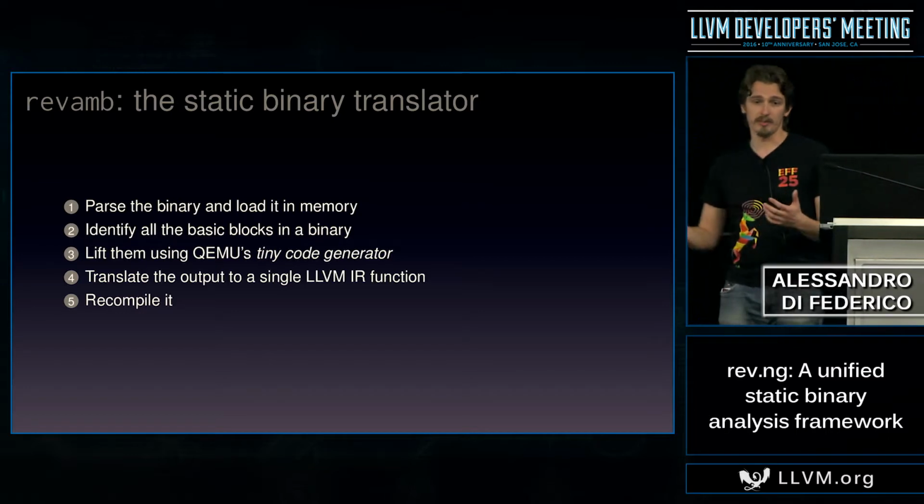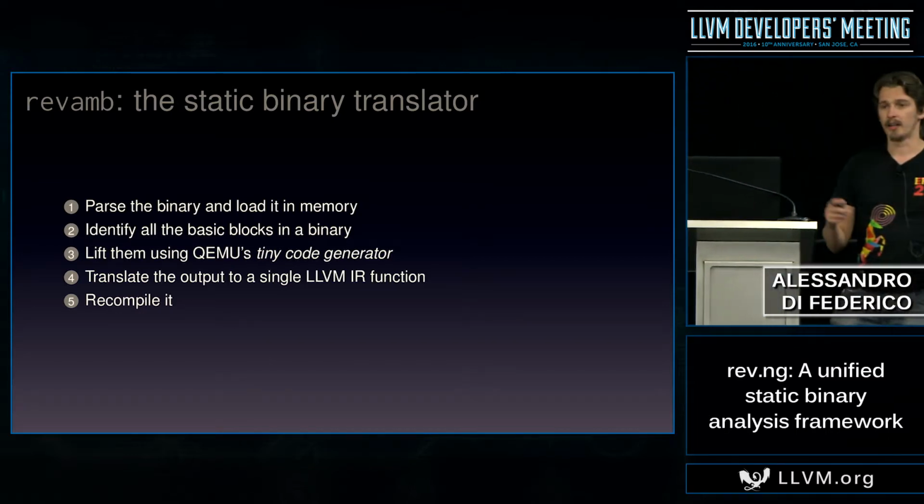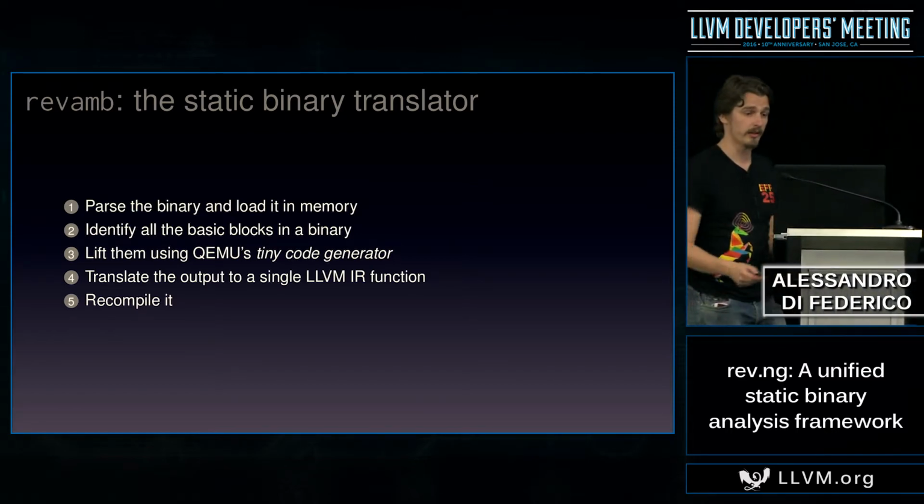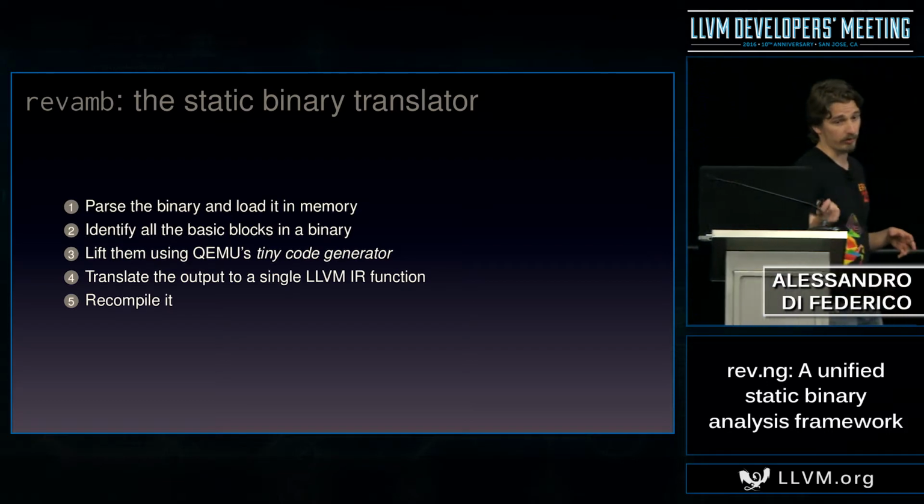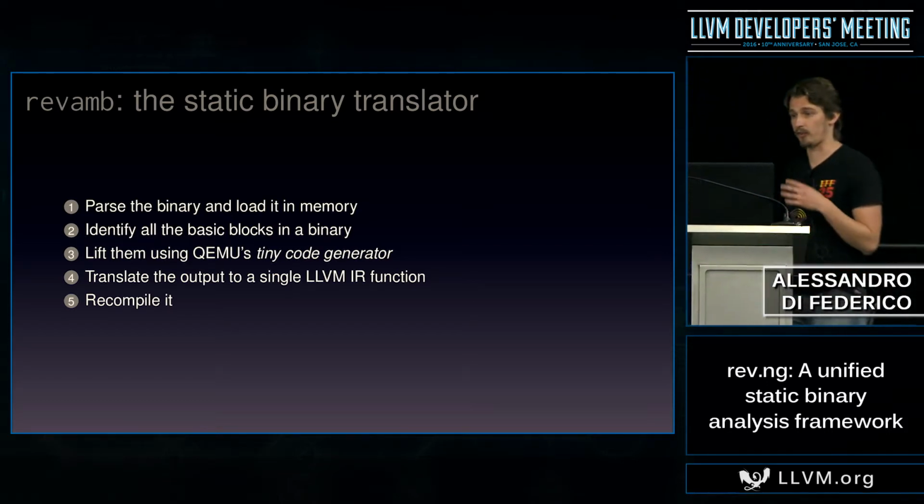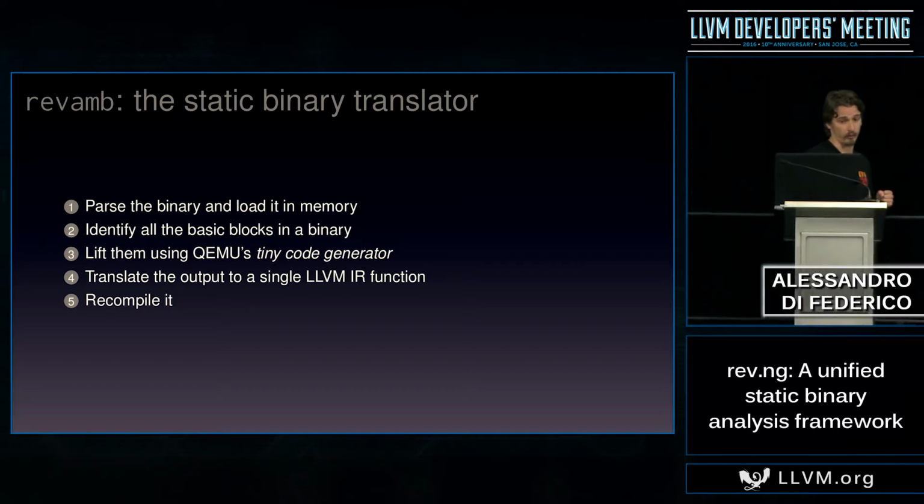So the core part is revamb, the static binary translator. What it does basically consists in, first of all, parsing the header of the binary that you give it, trying to load all the segments, identifying the executable code, and then the core part, the most important part, is identifying all the basic blocks within the binary. This might seem trivial, but it's not. This is one of the core parts of our work.